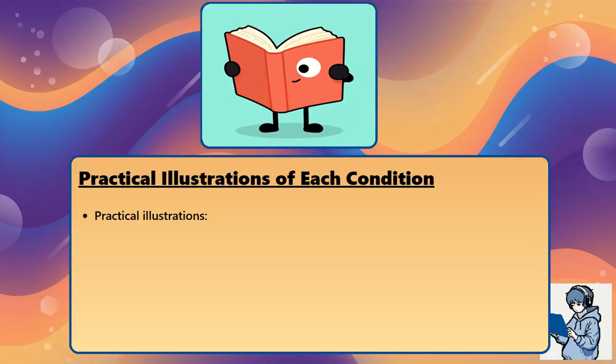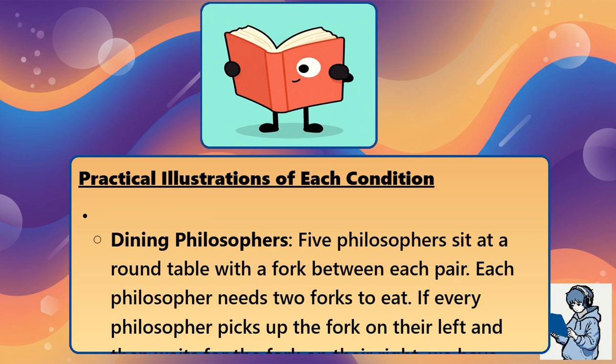Practical illustrations. Dining philosophers. 5 philosophers sit at a round table with a fork between each pair. Each philosopher needs 2 forks to eat. If every philosopher picks up the fork on their left and then waits for the fork on their right, we have mutual exclusion. Only one can hold a fork. Hold and wait, holding one fork while waiting for another. No preemption, forks are not taken away. And a circular wait, philosopher 1 waits for philosopher 2, philosopher 5 waits for philosopher 1. The system deadlocks, nobody can eat.